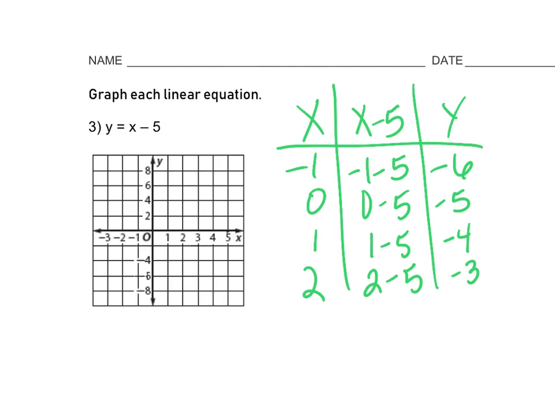So here are my points. I have the points (-1, -6), (0, -5), (1, -4), and (2, -3). And I'm going to place these onto my graph. So I'm going to say (-1, -6). Note that, look at these numbers, they skip: -4, -6, -8, and 2, 4, 6, 8 on the top. So (0, -5), (1, -4), (2, -3). And then I draw a straight line.